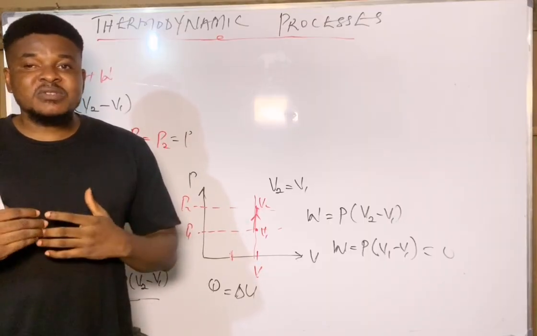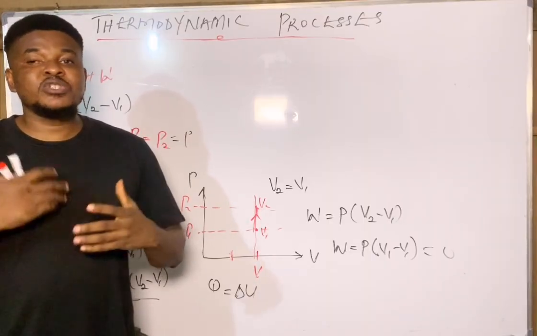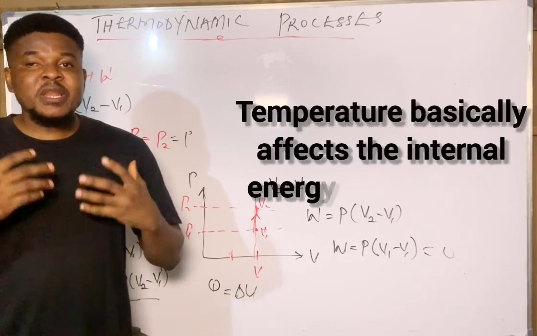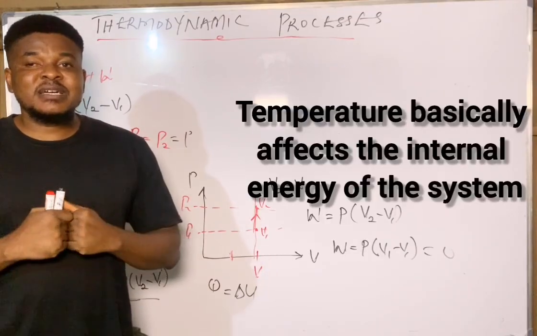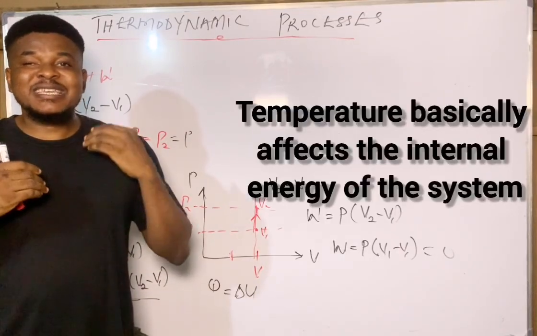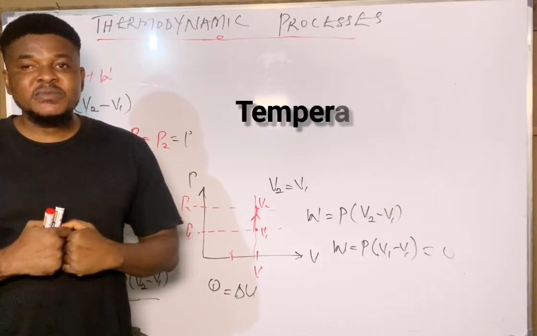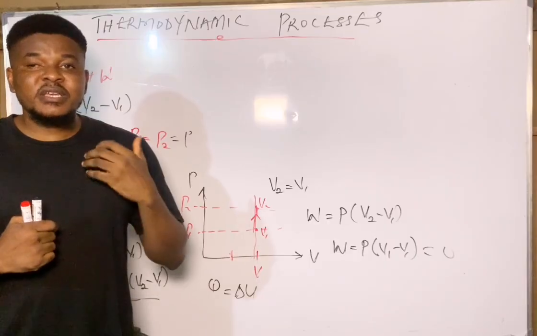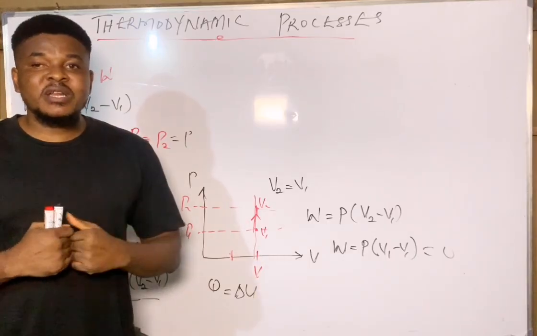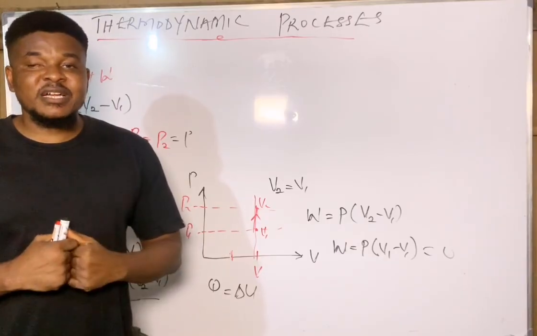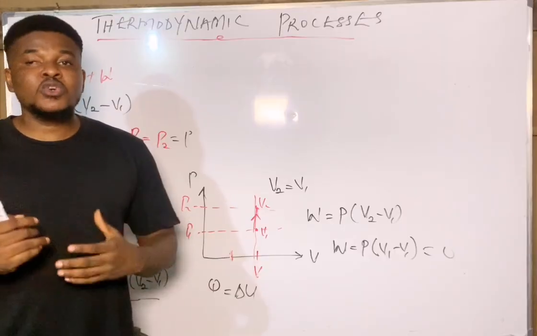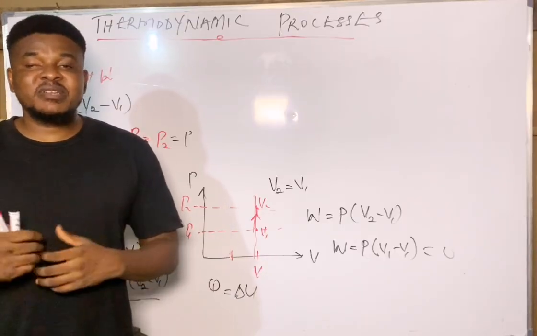If temperature remains constant, the internal energy of the system continues to change. So whenever you have an isothermal process, it simply means that the only thing being affected is the internal energy. An increase in temperature results in an increase in internal energy. A decrease in temperature results in a decrease in internal energy. And if the temperature remains the same, the internal energy of the system also remains the same.